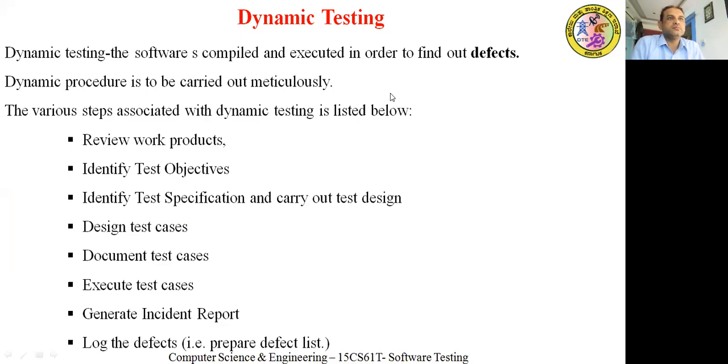Finding the defects by running the code or executing the code. By running or executing the program, we identify the defects or bugs in the program. By executing the program, we call that dynamic testing. Whereas in the previous chapter, we were discussing static testing, where we were not at all executing the program. We were reviewing it, going through walkthroughs, inspections, and so on. We were just checking without executing the program.